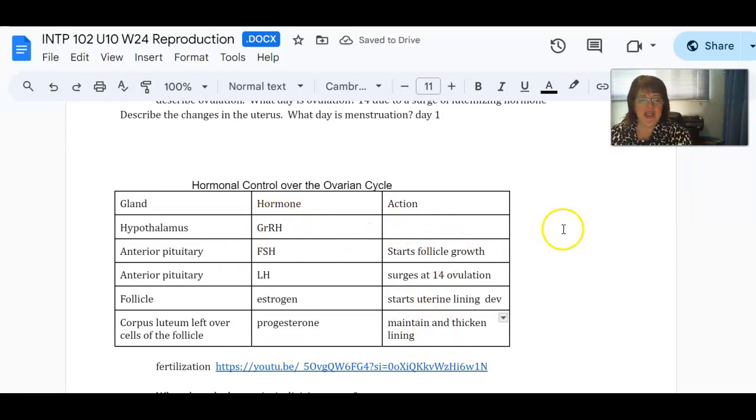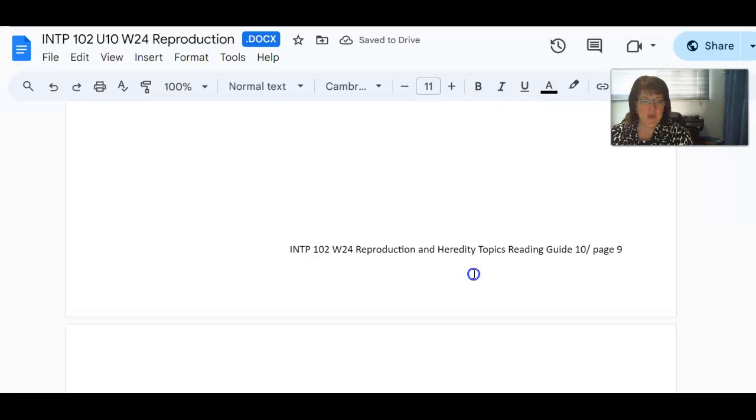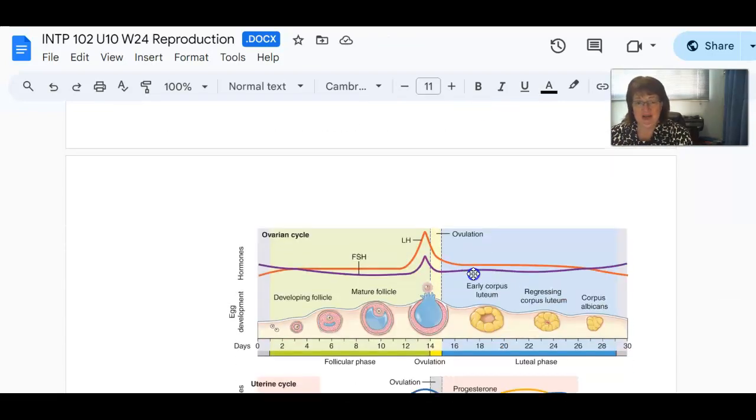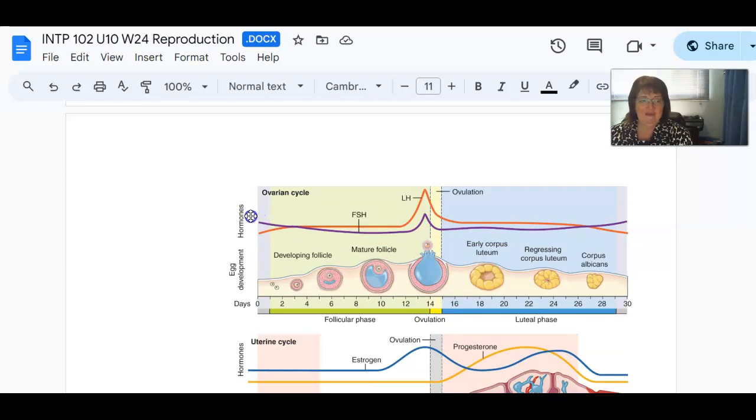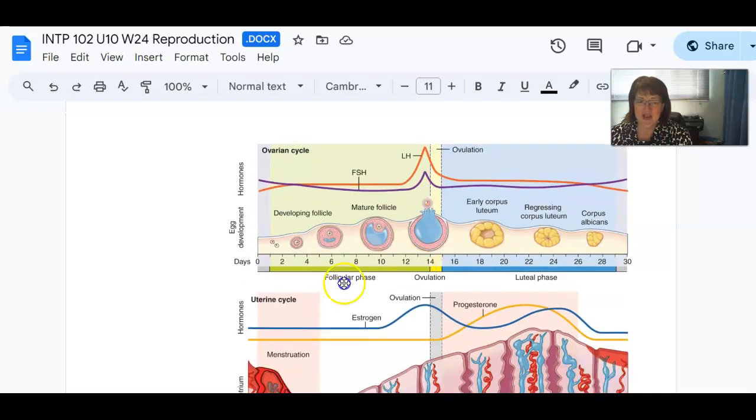So the action is act on the anterior pituitary. Good. Now, when we look at this, this is all graphed out. It is kind of confusing, but to summarize, follicle stimulating hormone is slowly released, but it will cause the follicle to develop. As the follicle develops, it starts the release of estrogen, which is the blue line. Then the stimulation of the anterior pituitary produces luteinizing hormone. Luteinizing hormone spikes right before day 14, which is ovulation.